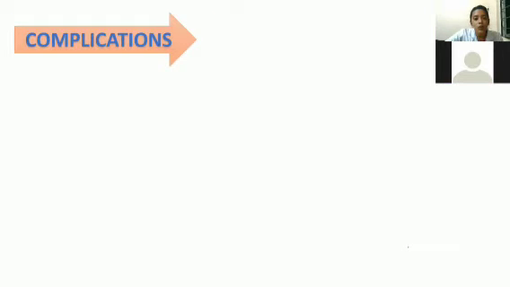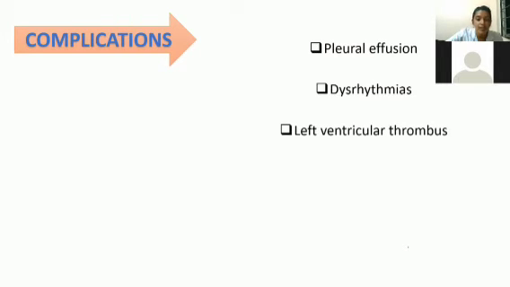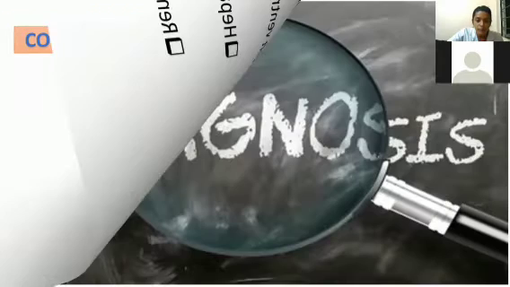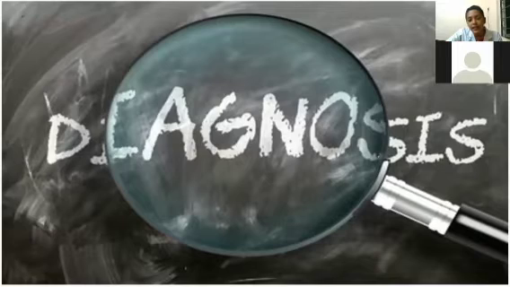Then what are the complications of this heart failure? Pleural effusion, we already discussed. Pulmonary congestion will be there. Dysrhythmias can be happening. AF, atrial fibrillation, is also common in heart failure. Then left ventricular thrombus. How is this left ventricular thrombus happening? Due to venous stasis or blood stasis. If the blood is slowing down, then there is a chance for thrombus. Then hepatomegaly is a complication. Then renal failure. Then we are moving on to the diagnostic test.